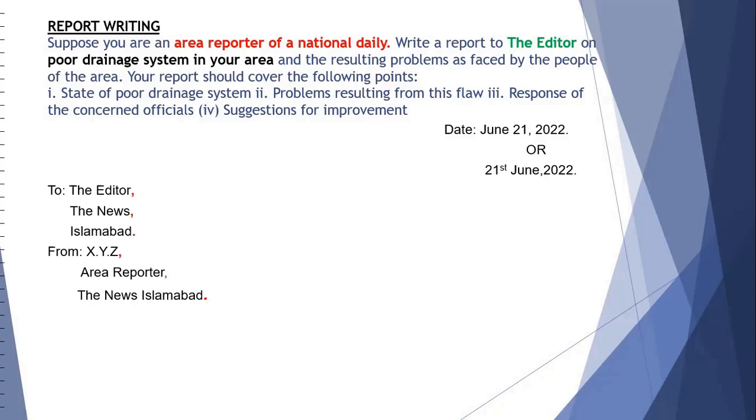Then when we talk about the subject, it is again hidden. It is already mentioned in the question of the report. Write a report to the editor on. "On" means here you are going to mention the topic, the burning issue about which you are going to write: poor drainage system in area ABC. Here I have highlighted the subject because I just wanted to make you recall that whenever we mention the subject, it will be underlined first.